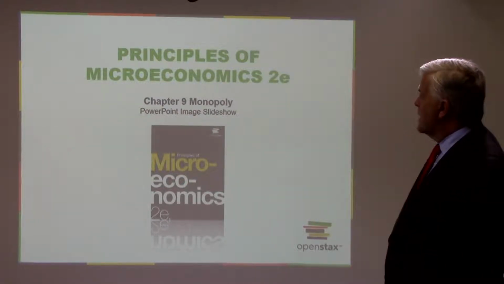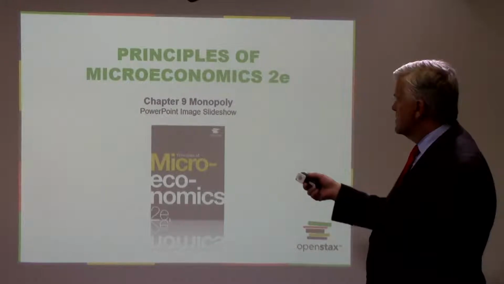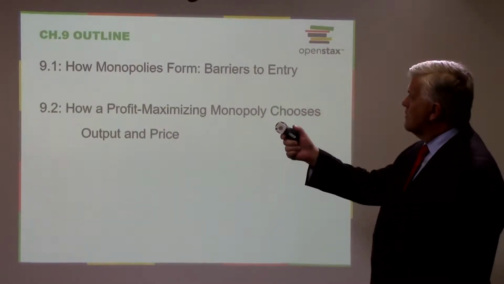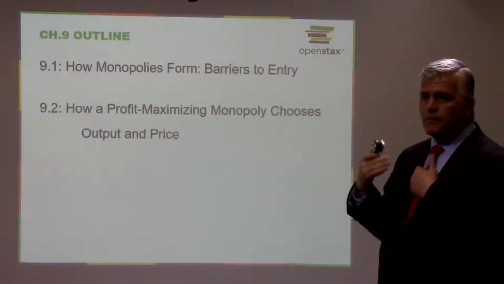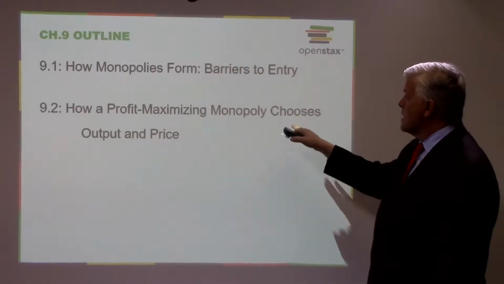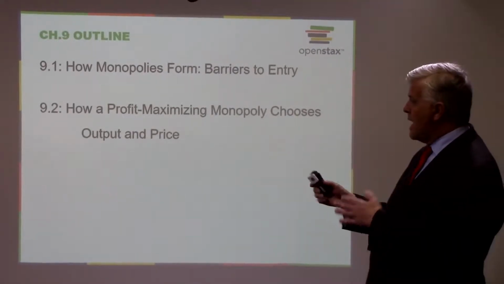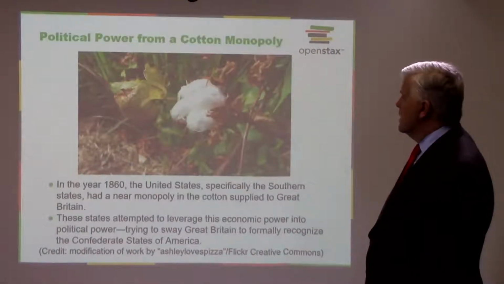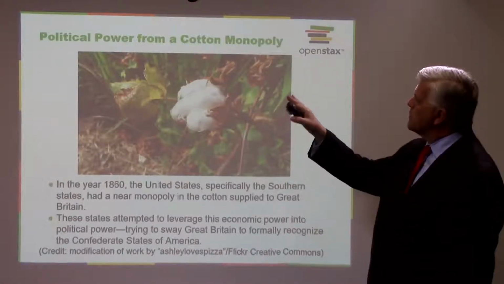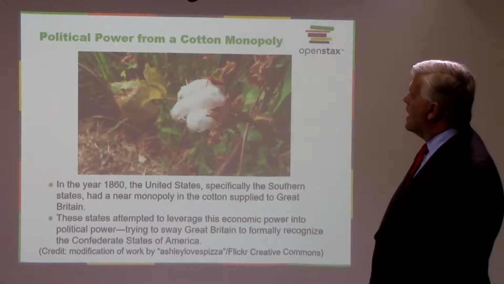Okay, welcome to the mini lecture on monopoly, which is the topic of chapter 9 in the OpenStax book. All right, first, we'll talk about how monopolies form and what the barriers to entry are. We'll talk about how a profit-maximizing monopolist actually chooses the output and the price. Let's take a look back in time here and look at the political power from a cotton monopoly.